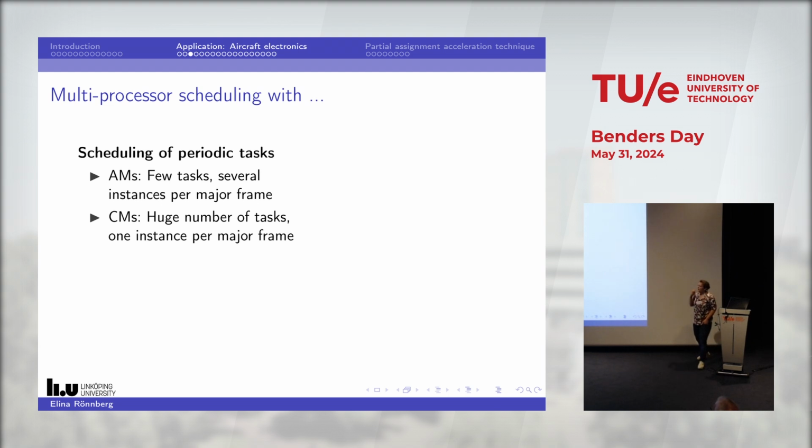So when we try to categorize this a bit, it's a multiprocessor scheduling problem where you have periodic tasks. On these application modules, you have rather few tasks, and they are very long. You have several instances per major frame, so they are scheduled several times per second. On your communication modules, you have a huge number of tasks, but they are only scheduled once per second, and they are also much, much shorter.